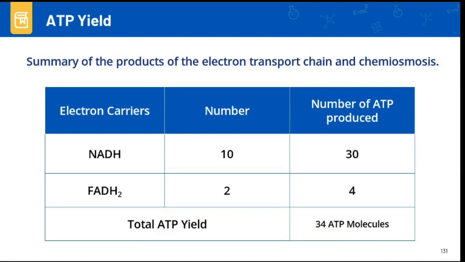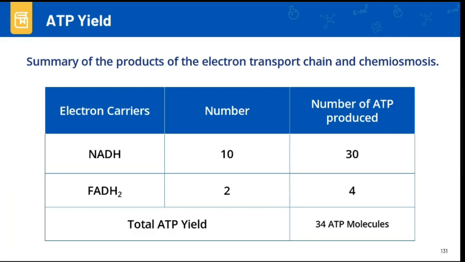Chemiosmosis is the process by which hydrogen ions are used to power ATP synthase to phosphorylate ADP into ATP. Because hydrogen ions are used to produce ATP, the number of NADH and FADH2 produced during your glycolysis and Krebs cycle must be accounted for. So as we have previously discussed, a total of 2 NADH and 2 FADH2 are produced during your glycolysis. So 2 NADH in the transition reaction, and in the Krebs cycle, 6 NADH and 2 FADH2.